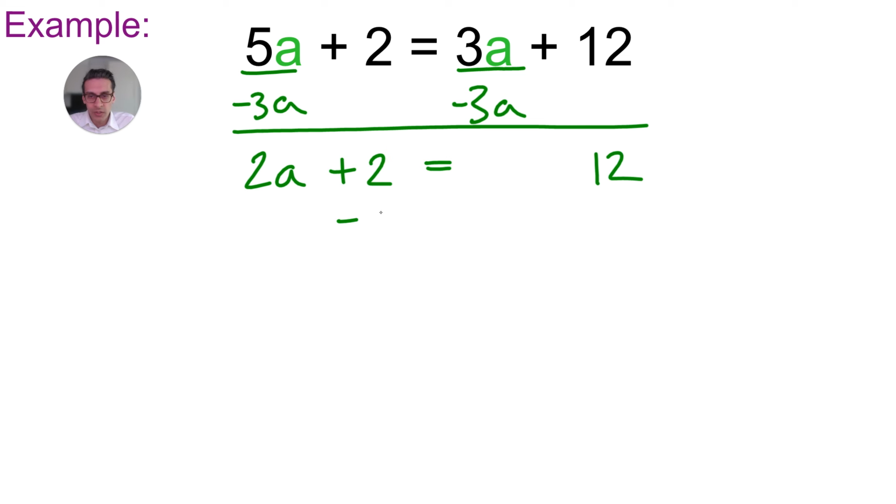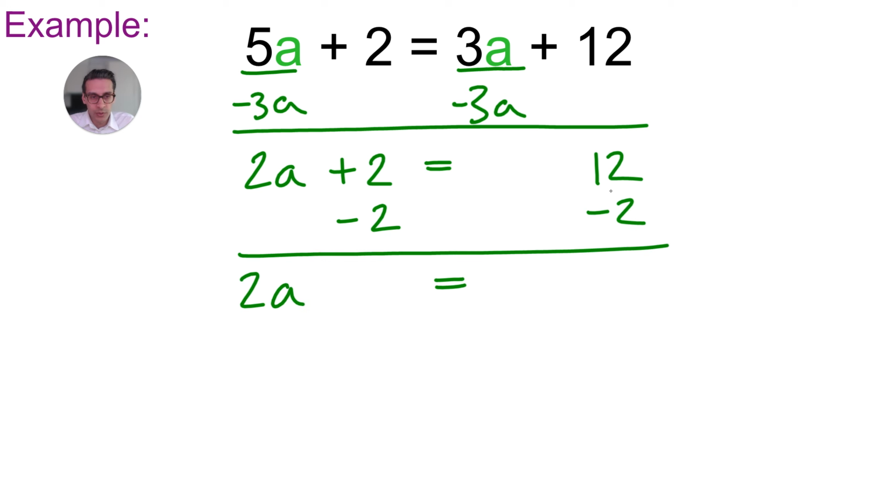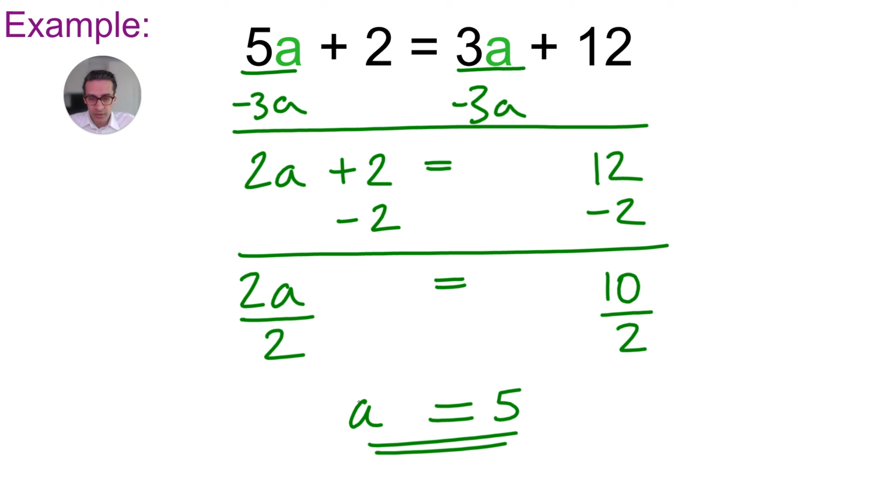We're then going to take away 2 from both sides. So 2a equals 12 take away 2 is 10. And then we got one final step. We want to isolate a, so we're going to divide by 2, divide by 2. So a is equal to 5. There's your answer.